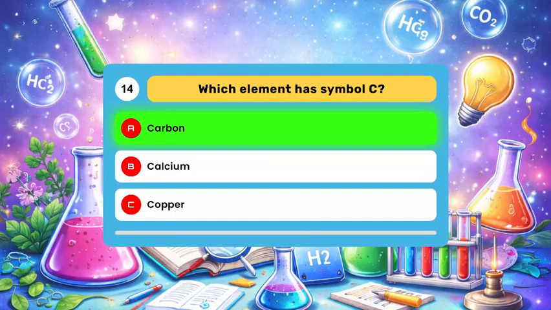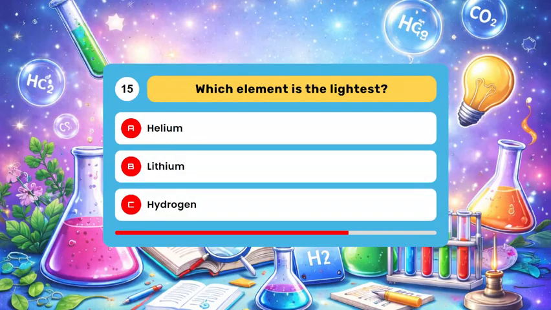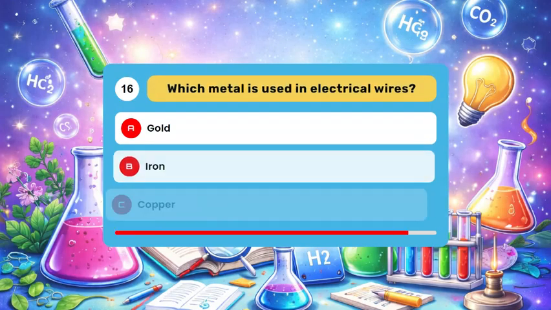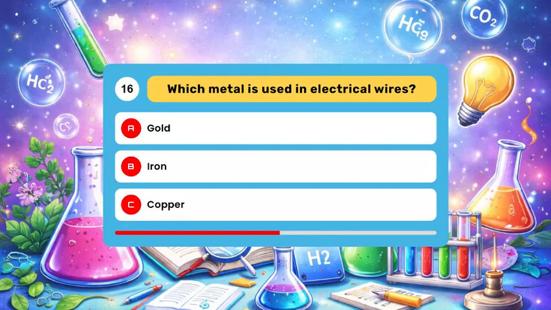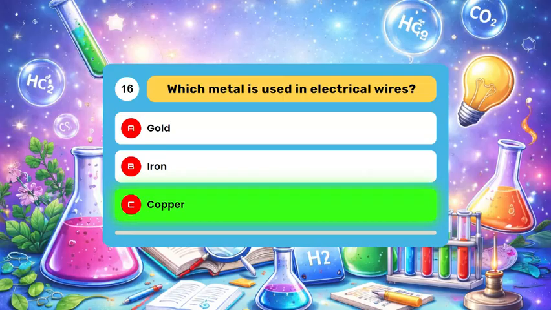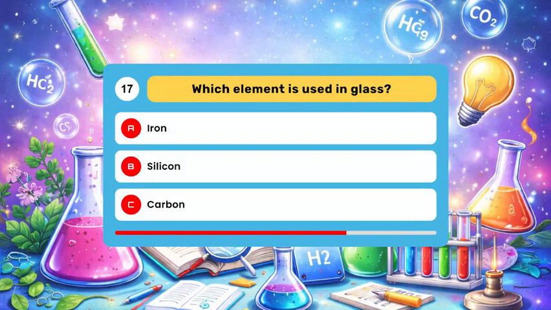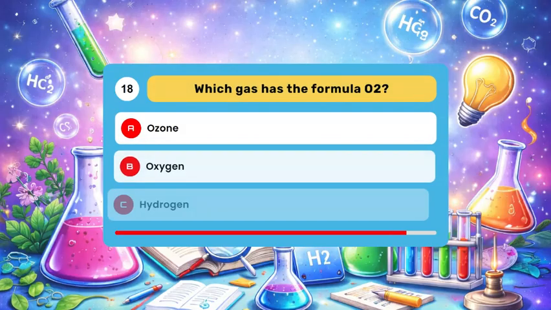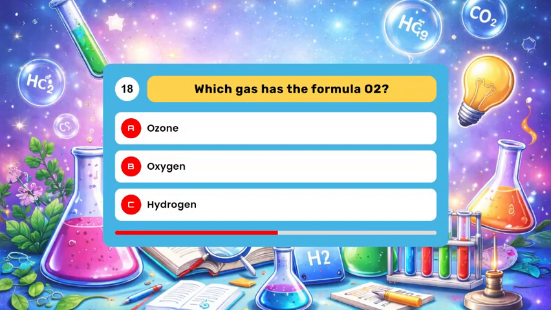Carbon. Which element is the lightest? Hydrogen. Which metal is used in electrical wires? Copper. Which element is used in glass? Silicon. Which gas has the formula O2?